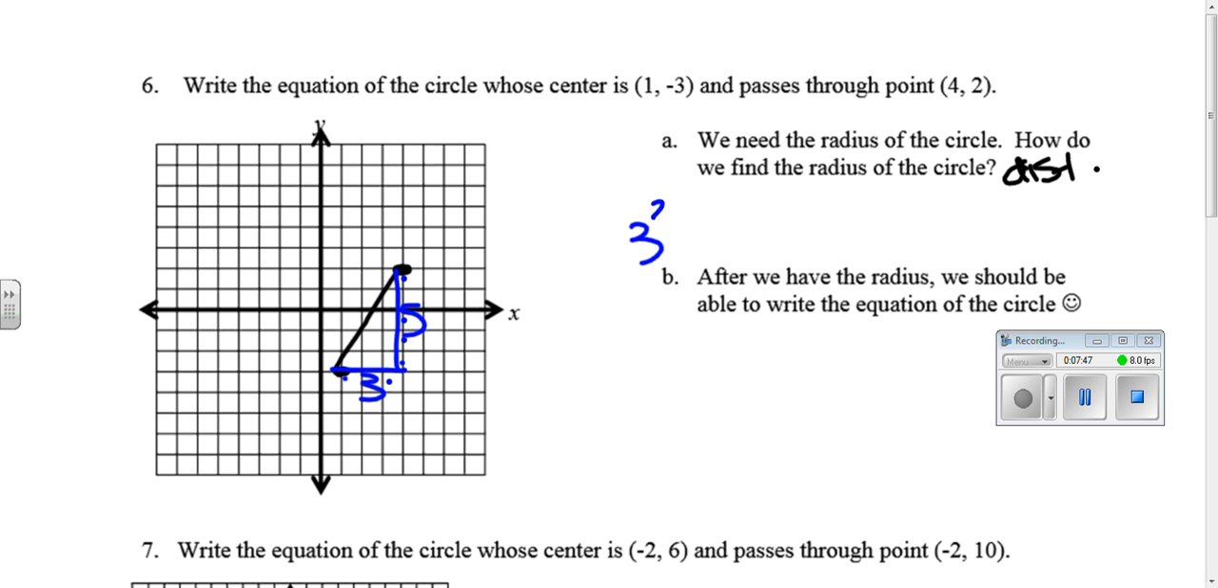So 3 squared plus 5 squared. I get 9 plus 25, so I get the square root of 34. Leave it like that for now, people. Do not put it as a decimal. My radius is the square root of 34.